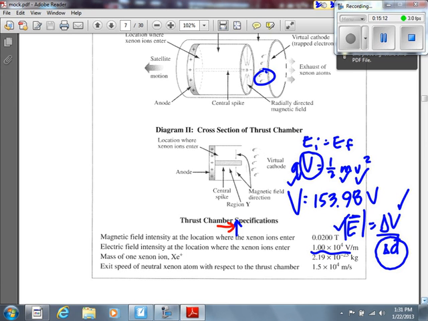Numeric response number 1, still going with this information, says, while in the thrust chamber, a xenon ion experiences an impulse expressed in scientific notation of A decimal B times 10 to the negative CD. The values of A, B, C, and D are what? Rachel was asking me a question a few minutes ago on one of the written responses, where you had to express a numeric response in the same way, A decimal B times 10 to the CD, but it had a 10 to the negative CD.